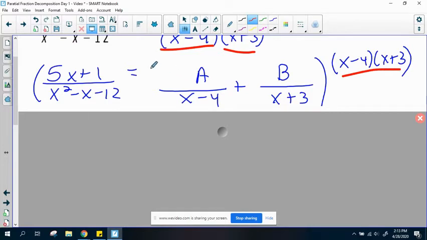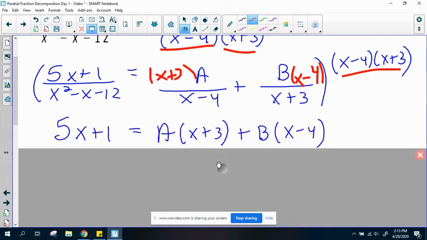So essentially, the a needs x plus 3, and the b needs x minus 4. Okay? So that looks like this. So a gets multiplied by x plus 3, and b gets multiplied by x minus 4.